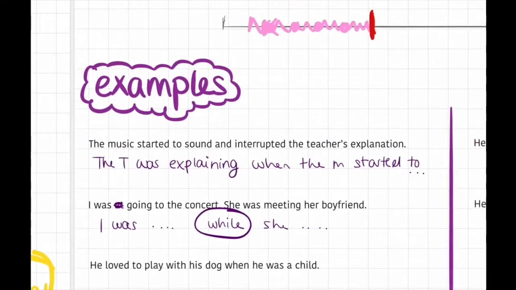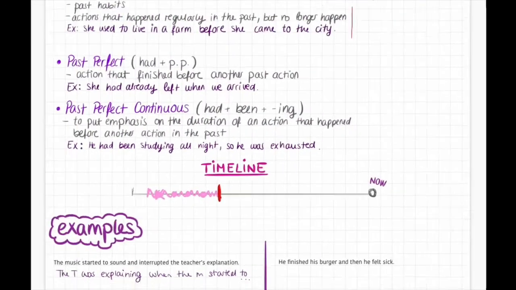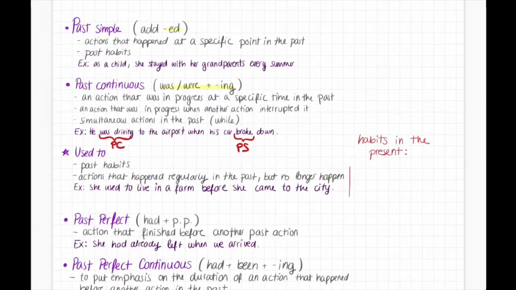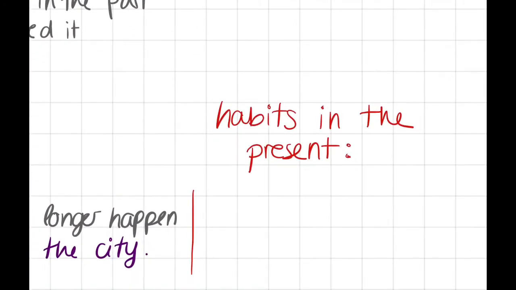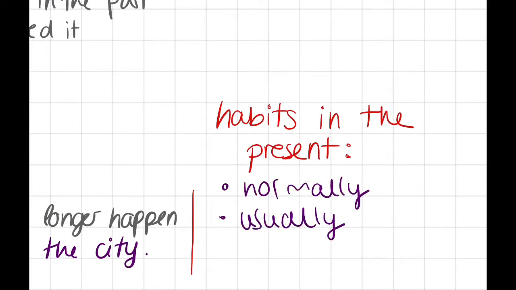Okay. The next tense is used to. So you remember that the past simple was used for past habits. Another way of expressing past habits is by using used to. Before we continue, we have to remember that for habits in the present, we don't use used to. We use adverbs such as usually or normally.